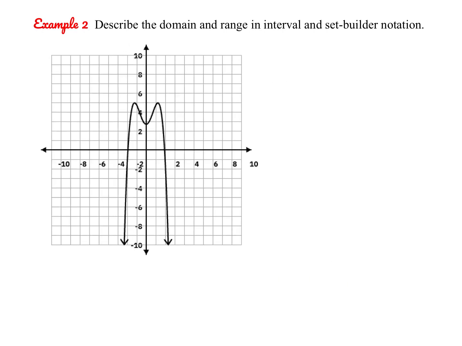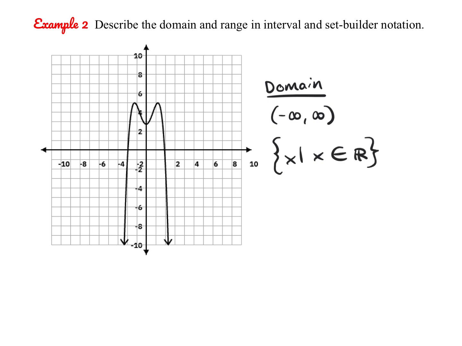All right, let's try another one together. So kind of similar to the last example, you could see that these arrows denote that it is going down forever, but it's also going slightly to the right and left forever. So for our x values, it will eventually hit all real numbers to the left and right. So negative infinity to positive infinity, or x such that x is represented by all real numbers.